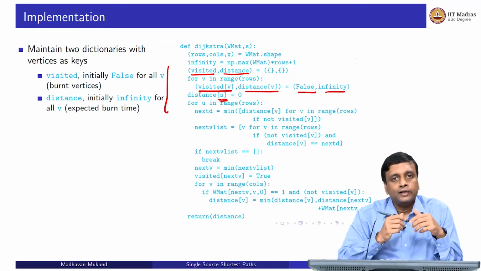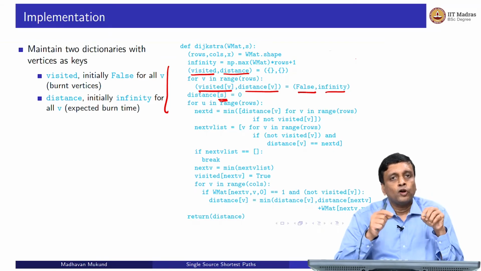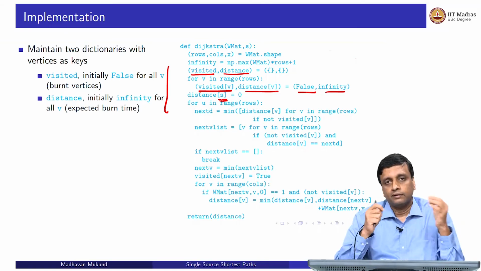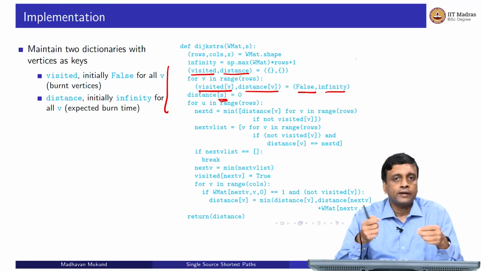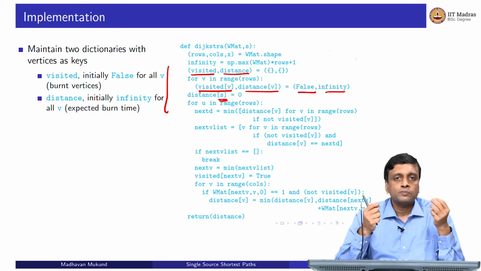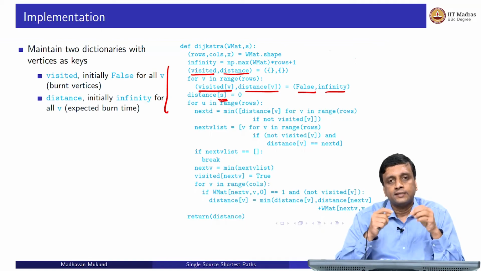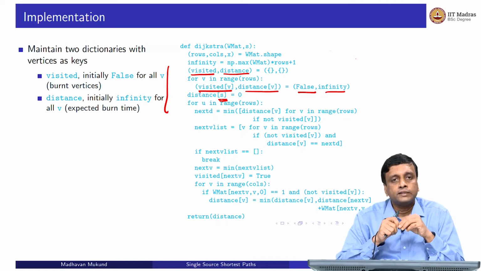So what I will typically do is I will look for the smallest distance vertex which is not visited. That is what I will look for, that is my strategy. I look for the expected burn time of the unburnt vertices which is smallest. So in our current terminology, that is the distance to vertices among the unvisited vertices that is the smallest.